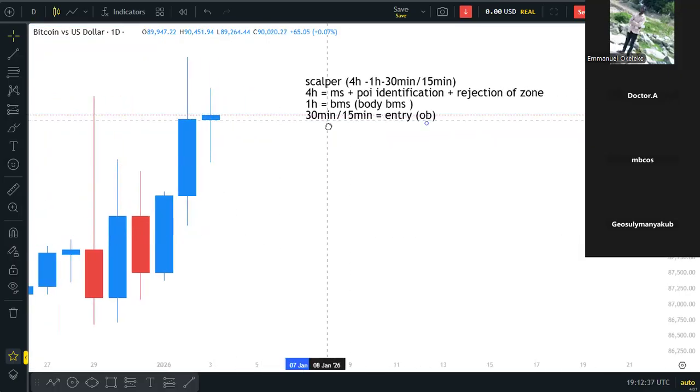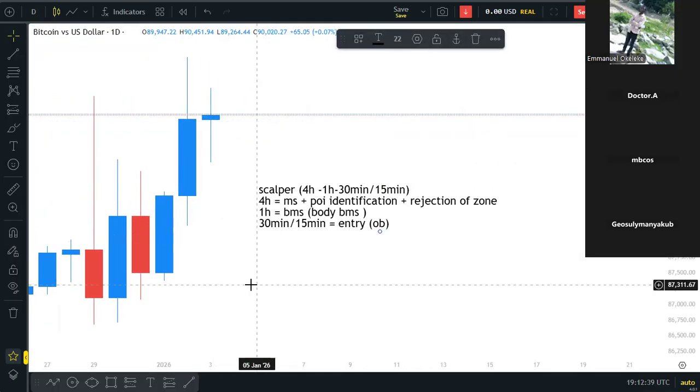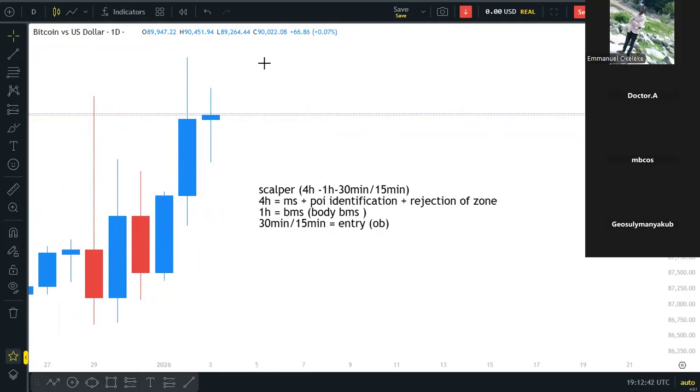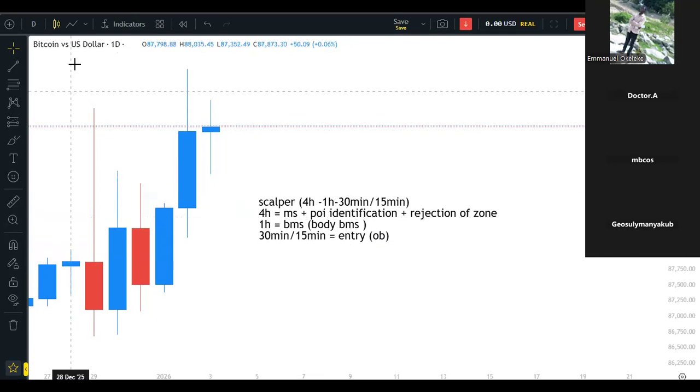So let's go to 4 hour. On the 4 hour as a scalper now, what we are aiming for is to establish our market structure.